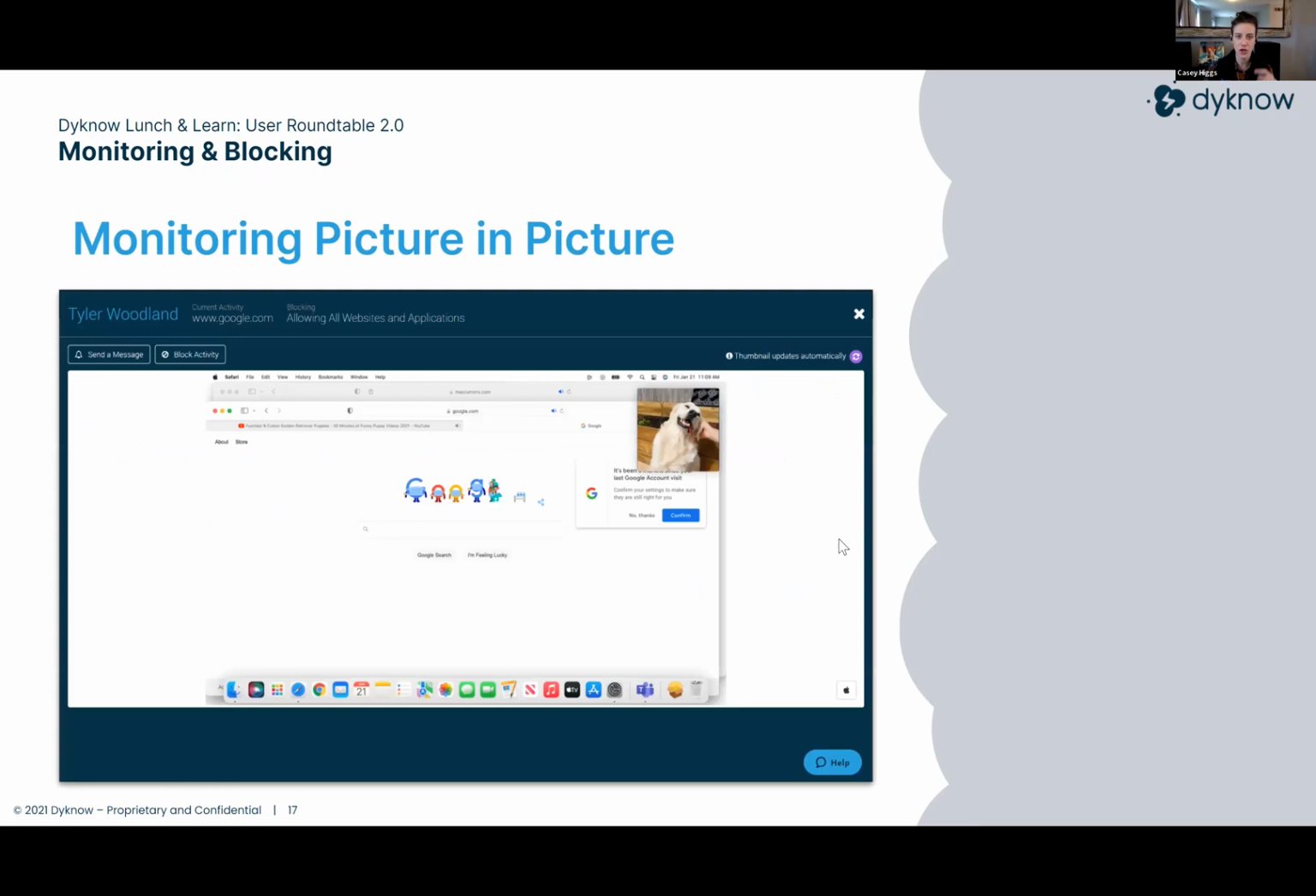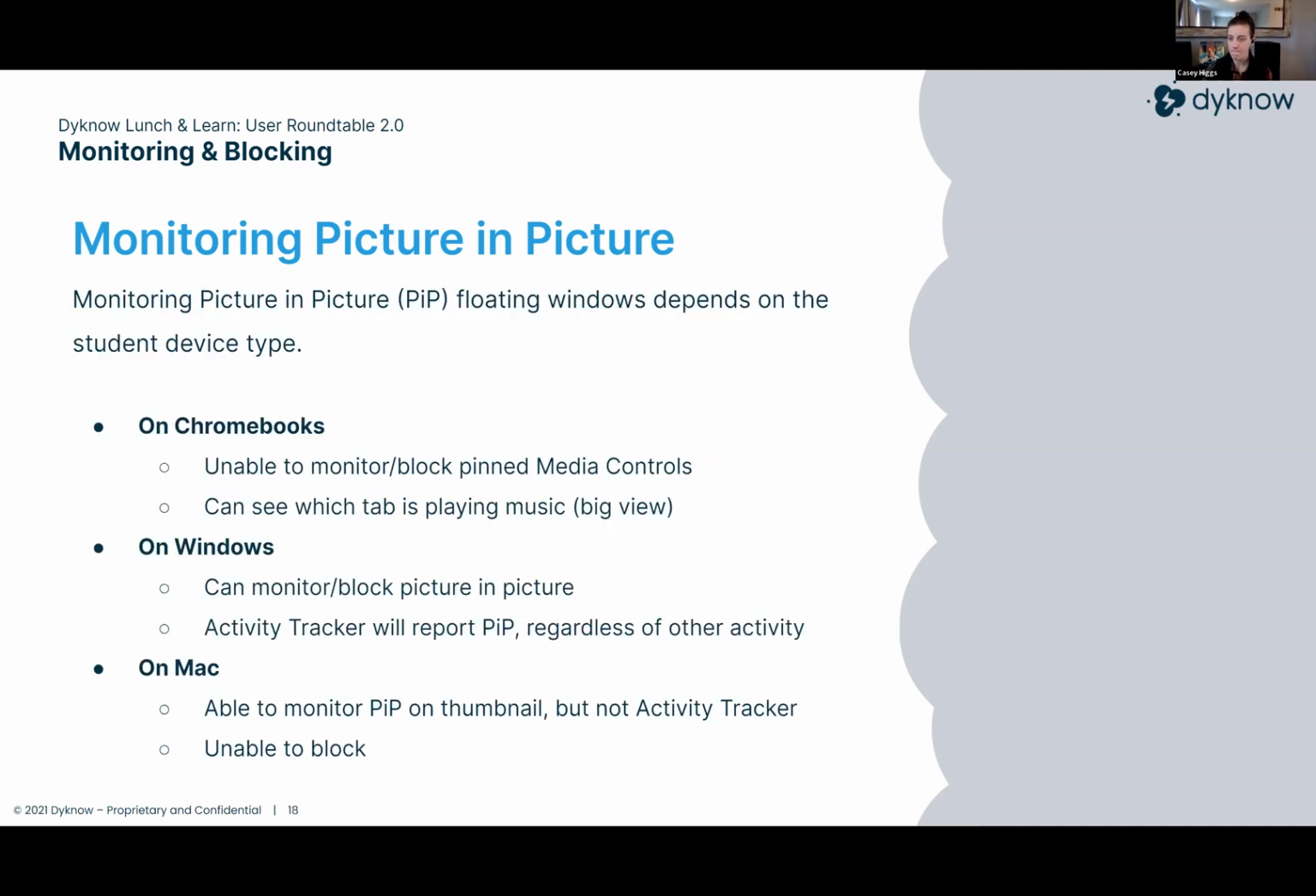When I say picture-in-picture or media controls, what I'm referring to is a user's way of continuing to watch a video on their device, whether it's a YouTube video or whatever. In this example, it's a cute puppy video from YouTube. It's a student's way of watching that video in a pop-up window while they continue to work on something else in class. So, depending on the device type, you may or may not be able to see that as a teacher using Dyno, but I'll break down how and why.